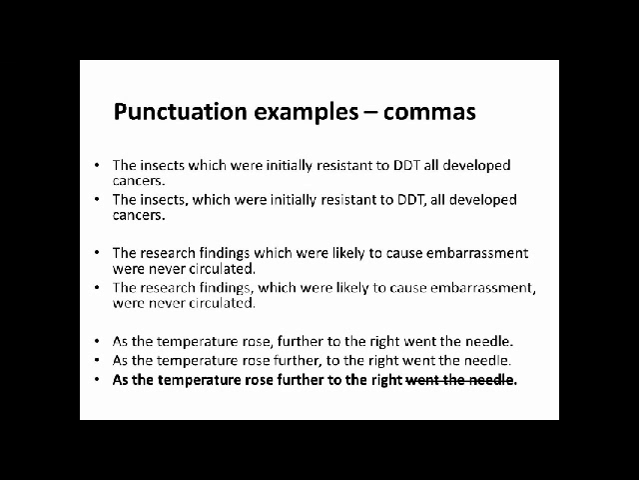And here are some examples from more technical reports. The insects which were initially resistant to DDT all developed cancers. So just the insects that were initially resistant to DDT. The second example is implying that all the insects developed cancers, and we're giving some information that they were, all of them, initially resistant to DDT. So it makes more sense when you read it out loud and pause where the commas are. So the insects, which were initially resistant to DDT, all developed cancers.